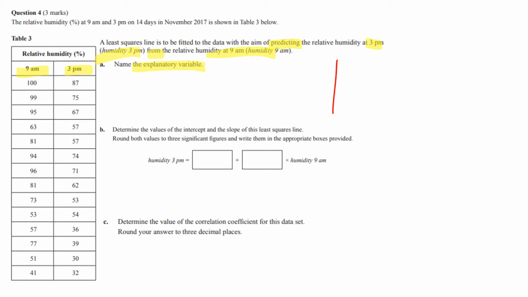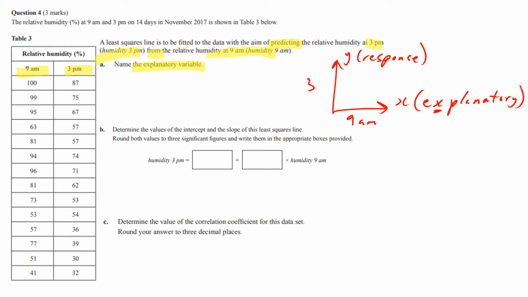You're going to make the predictions. So the prediction is a response. That's y, which is the response. And this is x, which I remember x is for explanatory. And so 9 a.m. is going to be here, 3 p.m. is going to be here. So you can see that humidity at 9 a.m. is the one we want.